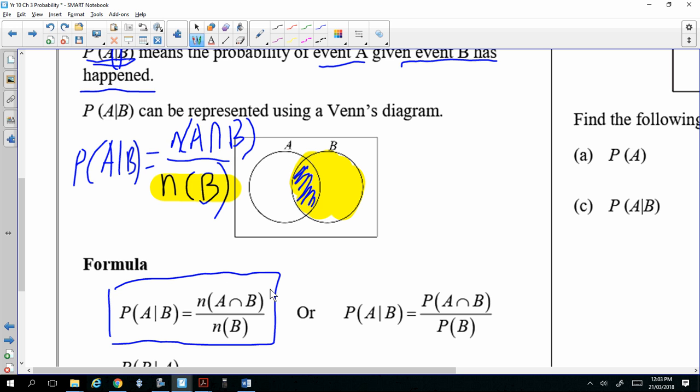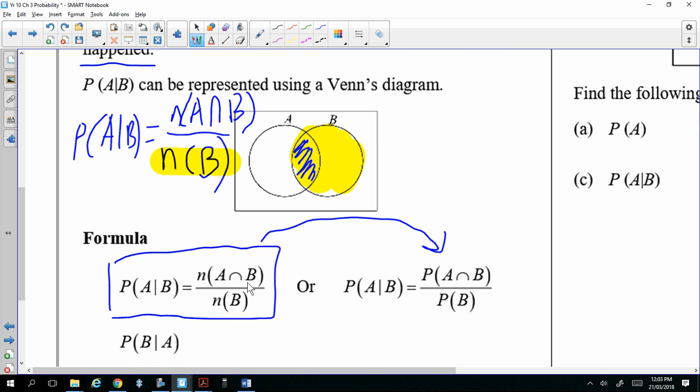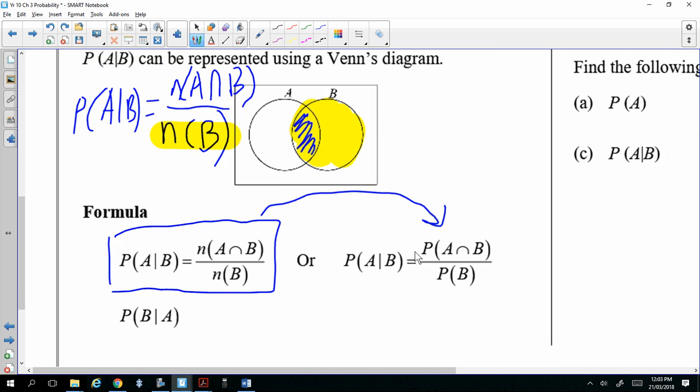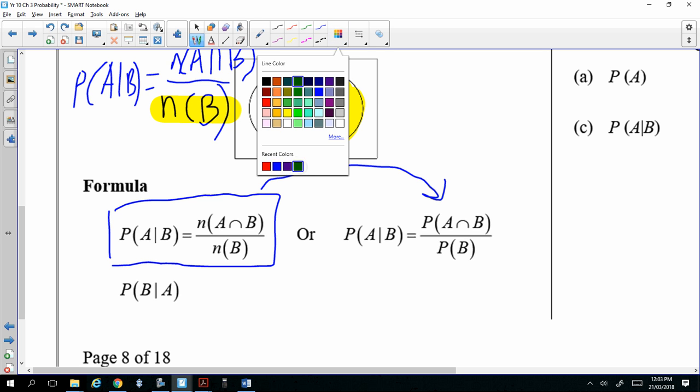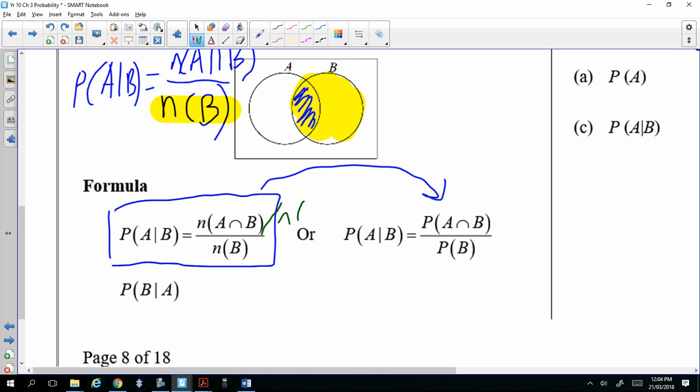Any question? Now you can change this in terms of probability as well, which becomes probability of A and B over probability of B. Why could we do that? Because we can divide the numerator and the denominator by the size of the sample space. If you divide the numbers, it becomes the probability.